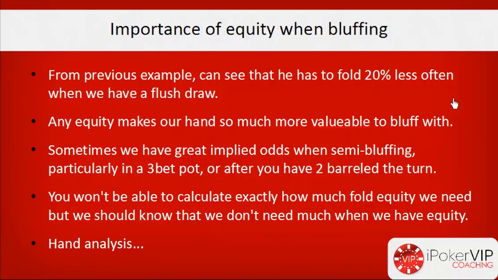So it's really important to remember that any equity makes our hand so much more valuable to bluff with, because we're not risking the raise size, we're risking a percentage of the raise size, since obviously some of the time we're going to hit and be able to win the hand. Additionally, sometimes we've got great implied odds when we're semi-bluffing, particularly if we're in a free bet pot. If we c-bet the flop and get called, very often when we hit the turn we're going to be able to extract more value because obviously the pot is huge.